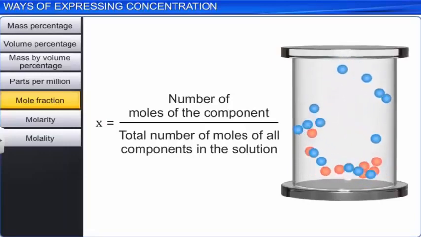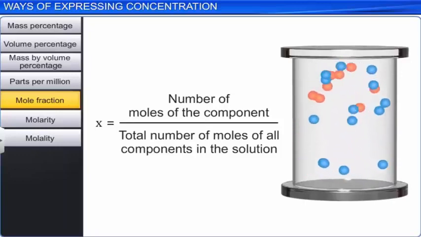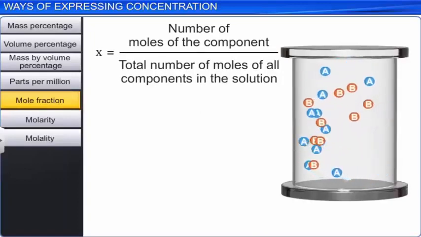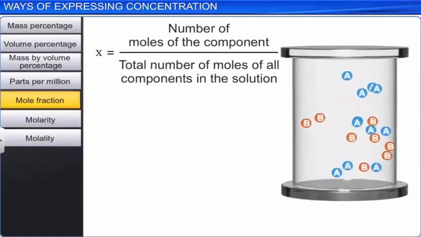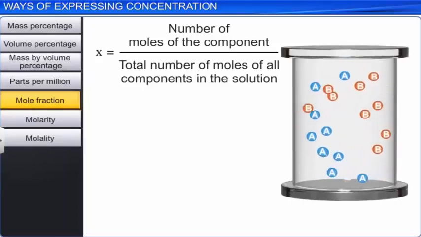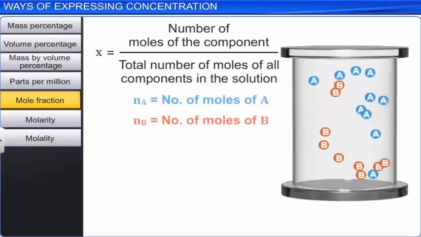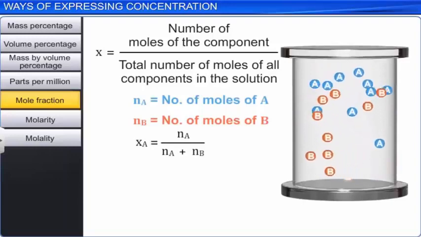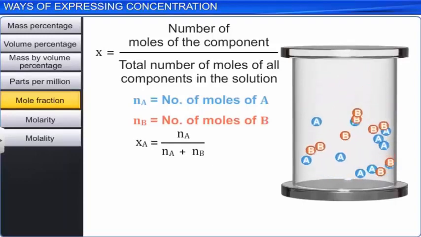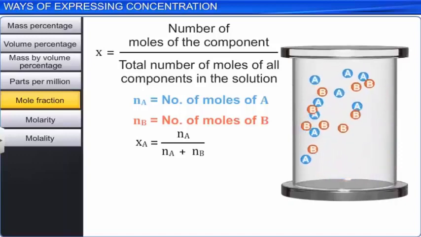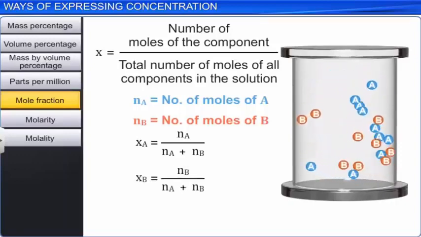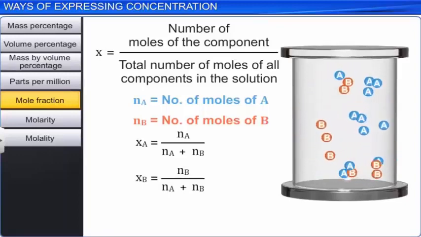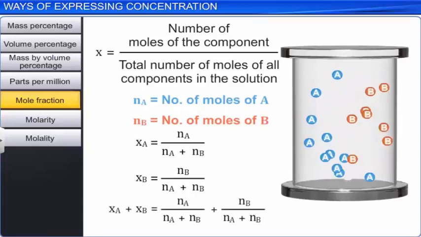For example, in a binary mixture, if the number of moles of A and B are Na and Nb respectively, then the mole fraction of A, Xa, equals Na divided by Na plus Nb, and the mole fraction of B, Xb, equals Nb divided by Na plus Nb. It can be seen that the sum of the mole fractions of component A and component B is 1. That is, Xa plus Xb equals 1.